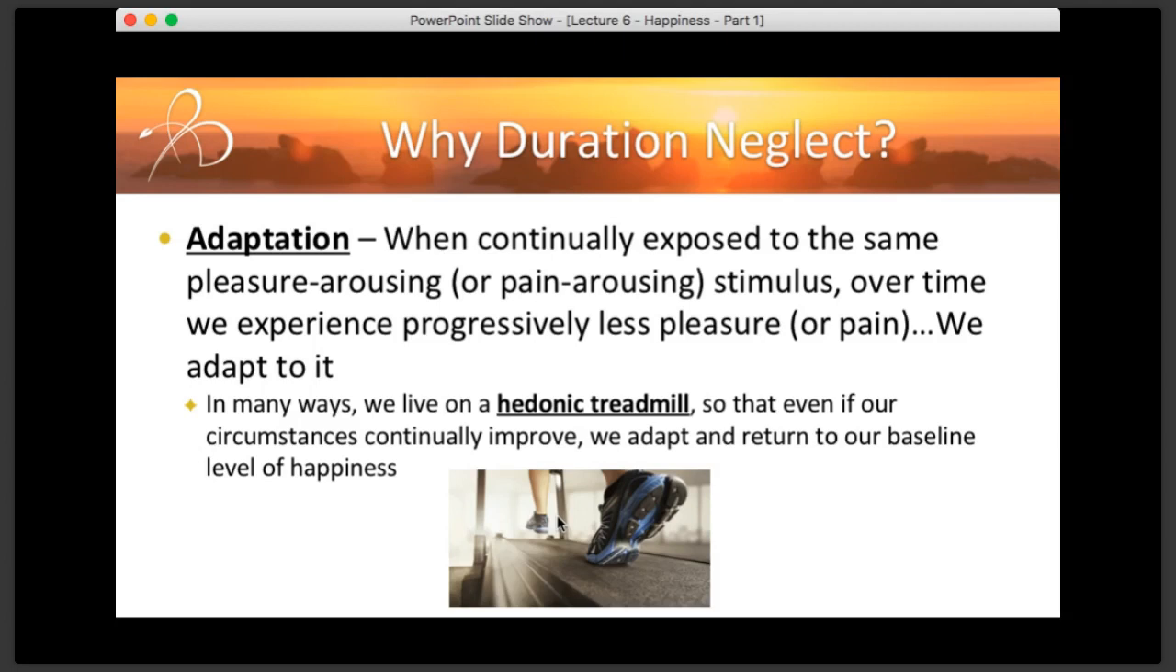The reality is that we live on a hedonic treadmill, so that even if our circumstances continually improve, we adapt and return to our baseline level of happiness. You've got to figure out ways to psych out the adaptation system. Keep it fresh, keep it new, keep it changing.